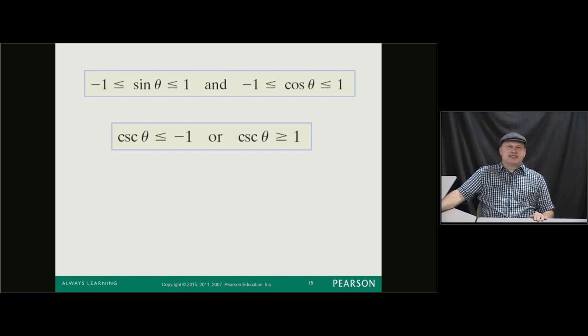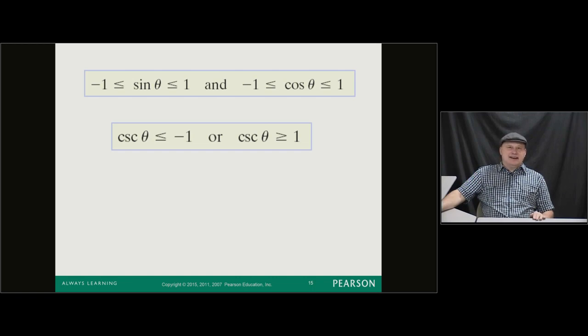Now, if it's getting closer to 0 from the left side, like negative 1/2, sine of theta could be negative 1/2, then the cosecant of theta could be negative 2. If the sine of theta is negative 1/20th, taking the reciprocal of that, cosecant of theta could be negative 20, which is getting even smaller. So cosecant of theta is less than or equal to negative 1. And again, if this doesn't make sense, that's okay. It's going to make a lot more sense when we see the graphs. But this is the range of the cosecant.